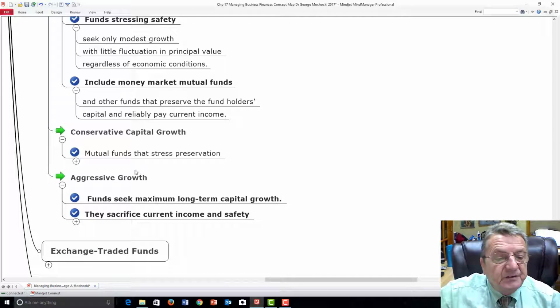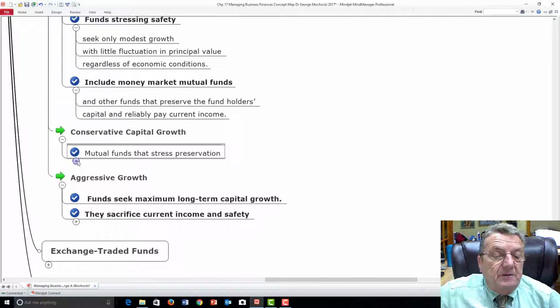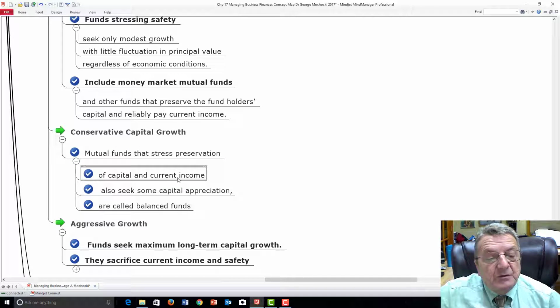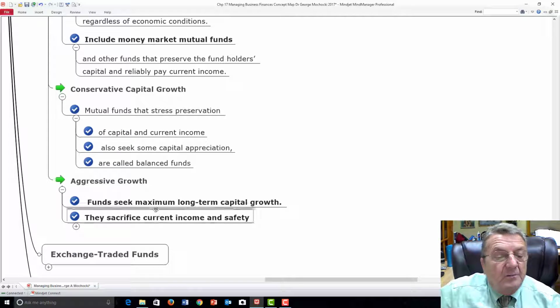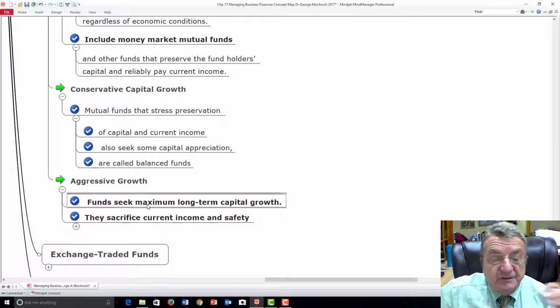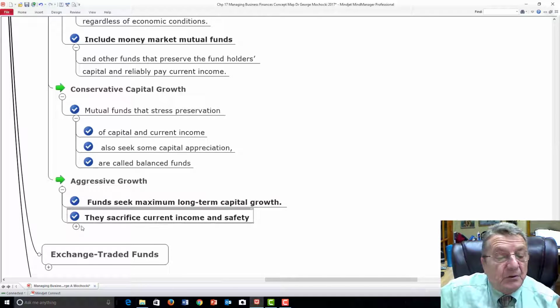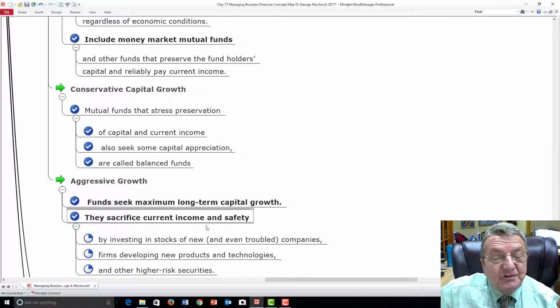Okay, so mutual funds stressing preservation of capital and current income, which also seek some capital appreciation, you want it to go up a little bit, are called balanced funds. Aggressive growth funds seek maximum long-term capital growth. They sacrifice current safety and income.